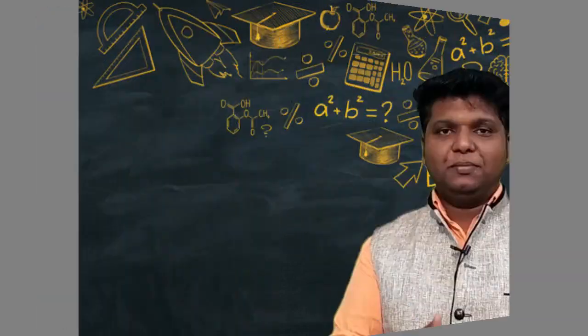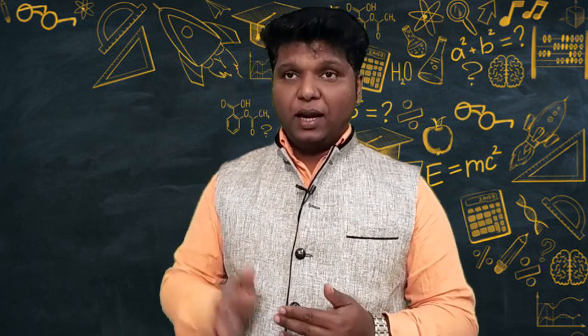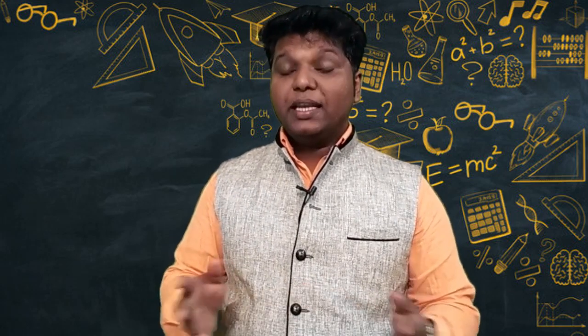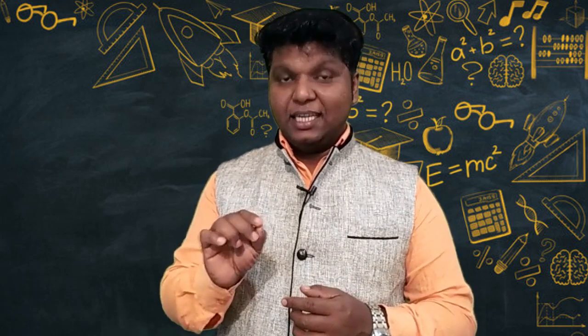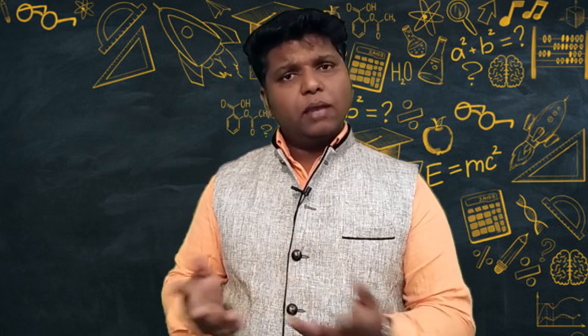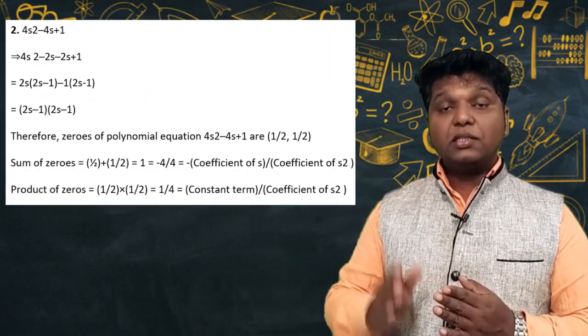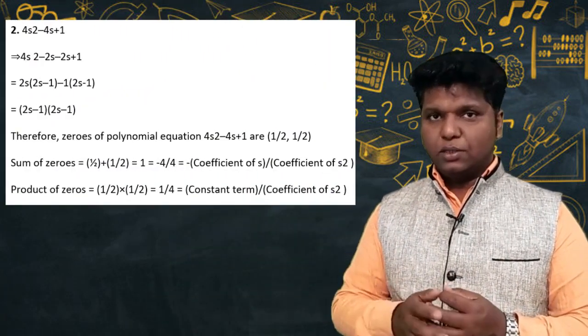Going to the second question. 4s square minus 4s plus 1 is equal to 0. So here it is a polynomial in s. It is P of s, right? A polynomial in s. If you want to find the zero, as usual, you have to equate it to 0. So we will write 4s square minus 4s plus 1 is equal to 0.